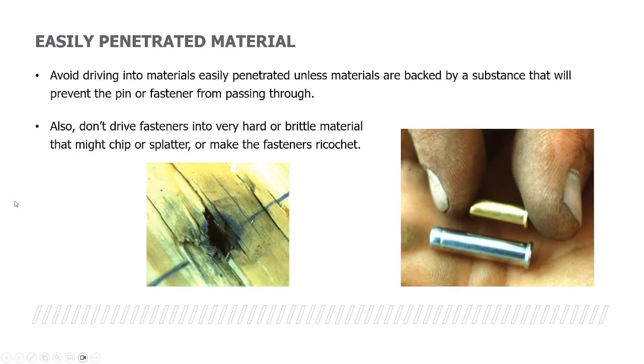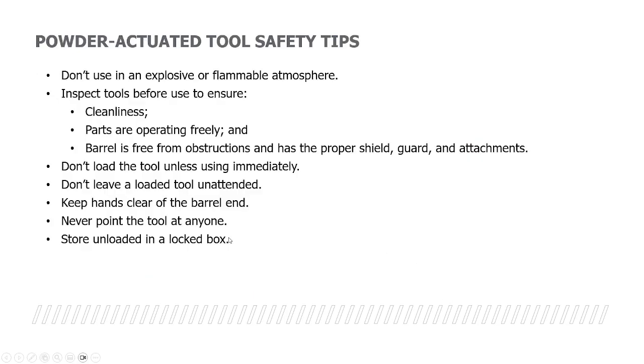Let's go to another good example right here: easily penetrated material. Avoid driving into materials easily penetrated unless they are backed by a substance that will prevent the pin or fastener from passing through. Also, do not drive fasteners into very hard or brittle materials that might chip or splatter or make the fasteners ricochet. A lot of these look like little .22 shells, like you're using a .22 rifle. We do give you some examples of things to look for if you've never seen those before.